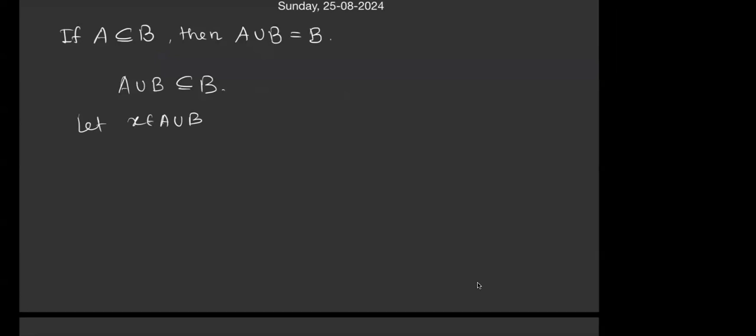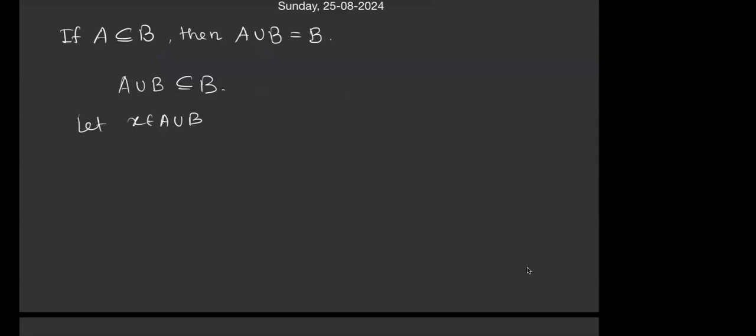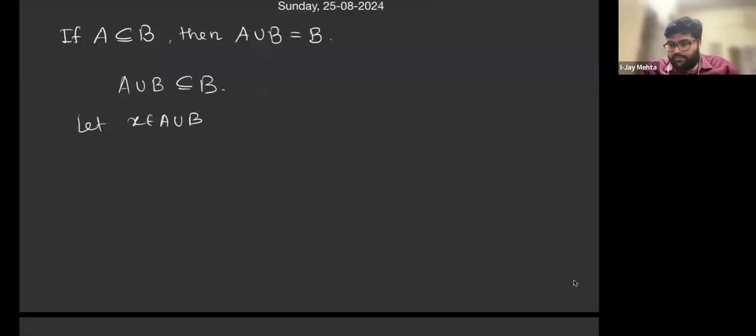In that case, we have to show that X belongs to B. But that means we don't have to show anything, right? We already have X belongs to B. Yes, sir. X belongs to B, so there is nothing to prove. Okay, there is nothing to prove, so we are done.